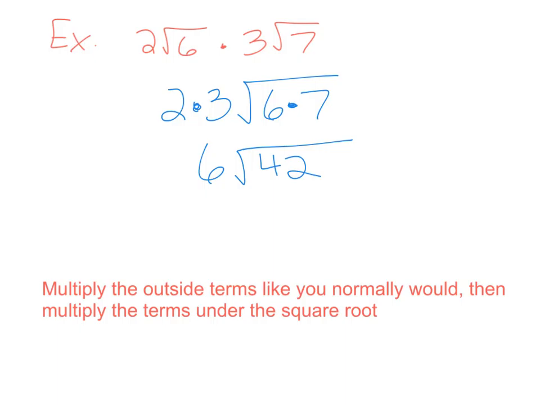Now, we do want to ask ourselves, can 42 be broken down to any perfect squares? As I think of those, I have 42, 1 and 42, 2 and 21. I think 3 goes into it, 3 and 14. 4 does not go into it. 5 does not go into it. And then you have 6 and 7. Because there are no perfect squares on this list, we have no factors that are perfect squares, so this is simplified. This is reduced.